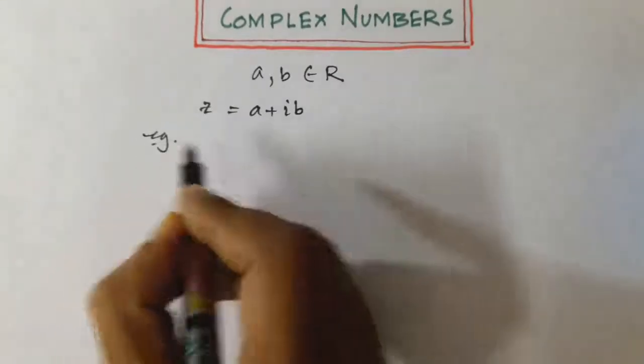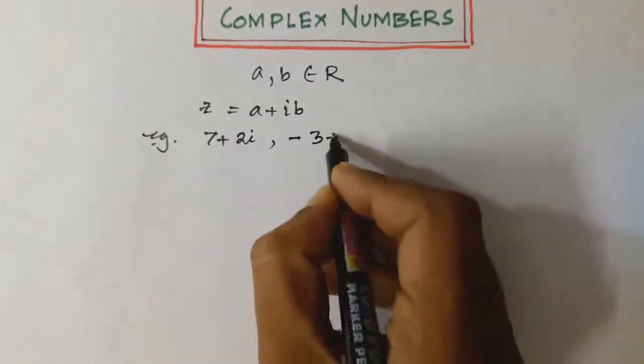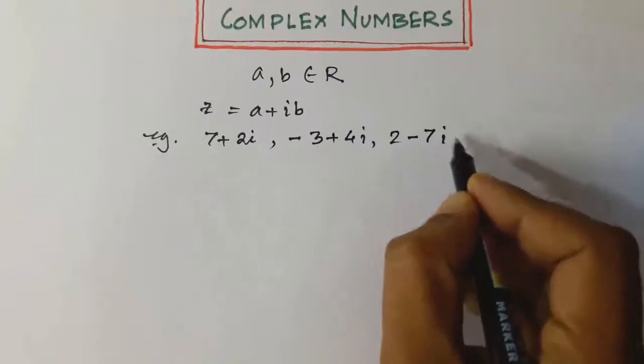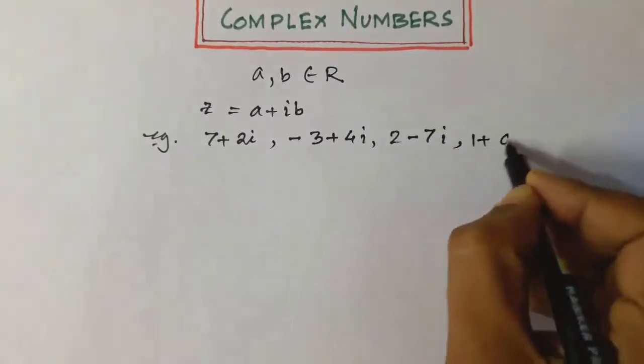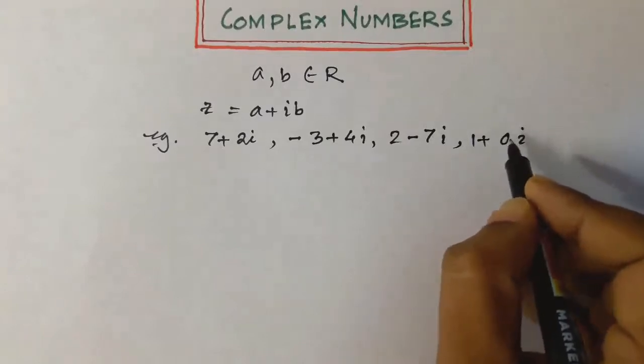For example, say 7 plus 2i, minus 3 plus 4i, 2 minus 7i, 1 plus 0i, etc. are all complex numbers.